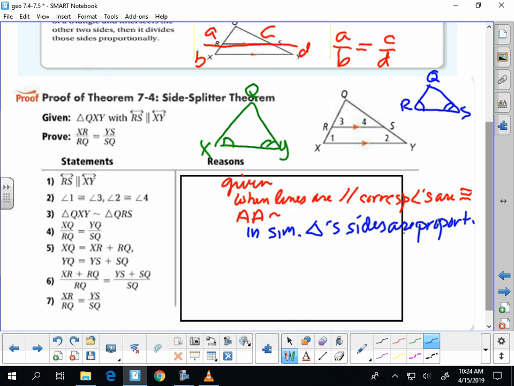And similar triangles, sides are proportional. All right, now why can they say side XQ is made up of XR plus RQ? So why can I say XQ is made up of XR plus RQ? Yeah, but what theorem is that? Segment addition postulate, right? So these are both going to be segment addition postulate.